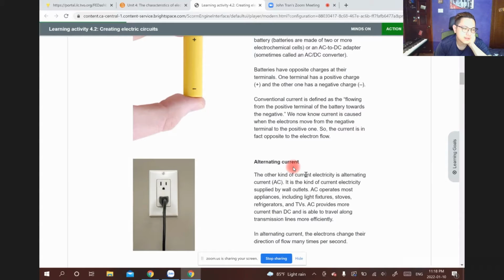DC is only used for something like a battery, but AC is much more used for household objects because it provides more electricity, more flow, more current, because more electrons are flowing through one object at one time.